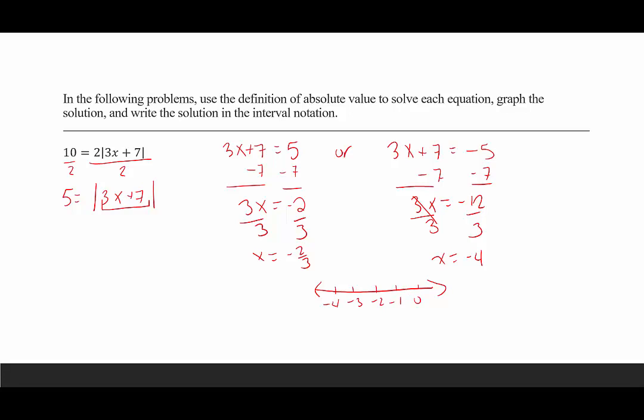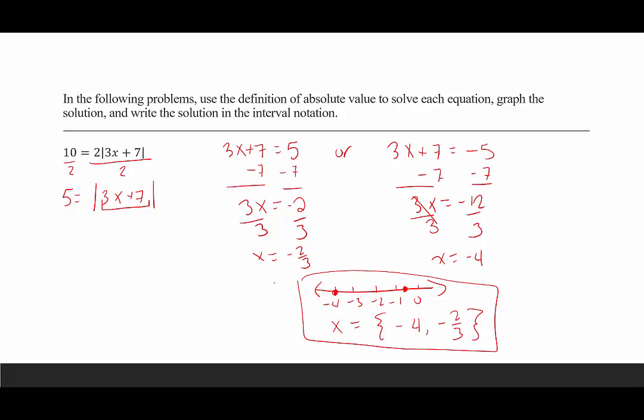It's going to be a little bit closer to negative 1, and we'll put a closed circle over negative 4. And lastly, interval notation, we would say x is equal to, they're discrete, so we use braces. Put the smaller one first, negative 4, negative 2/3. And we are done.